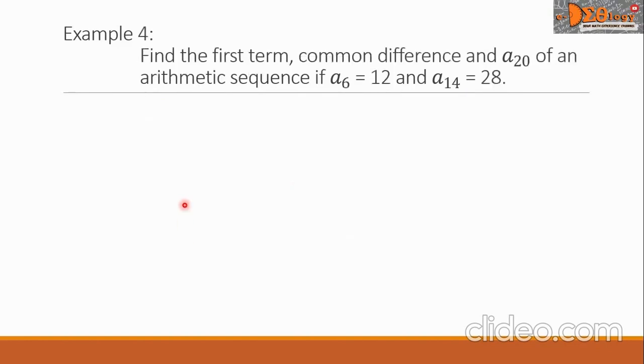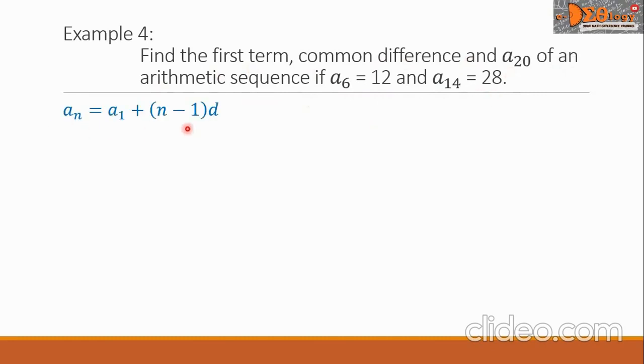Let us have example 4. Find the first term, common difference, and a sub 20 of an arithmetic sequence if a sub 6 equals 12 and a sub 14 equals 28.